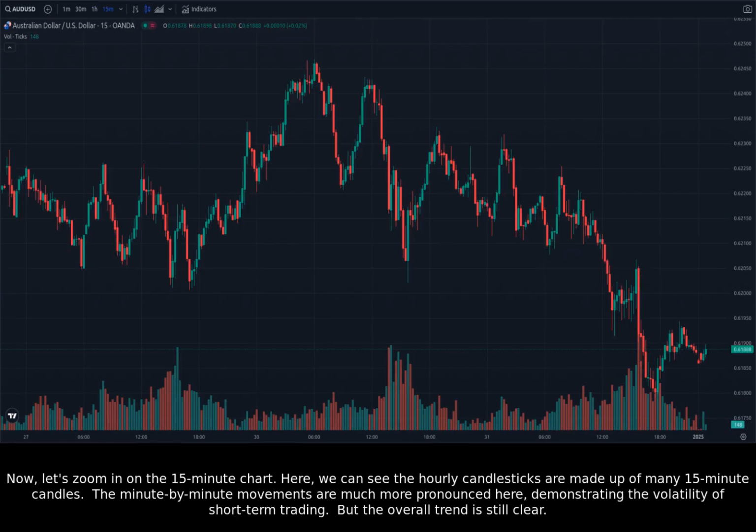Now, let's zoom in on the 15-minute chart. Here, we can see the hourly candlesticks are made up of many 15-minute candles. The minute-by-minute movements are much more pronounced here, demonstrating the volatility of short-term trading. But the overall trend is still clear.